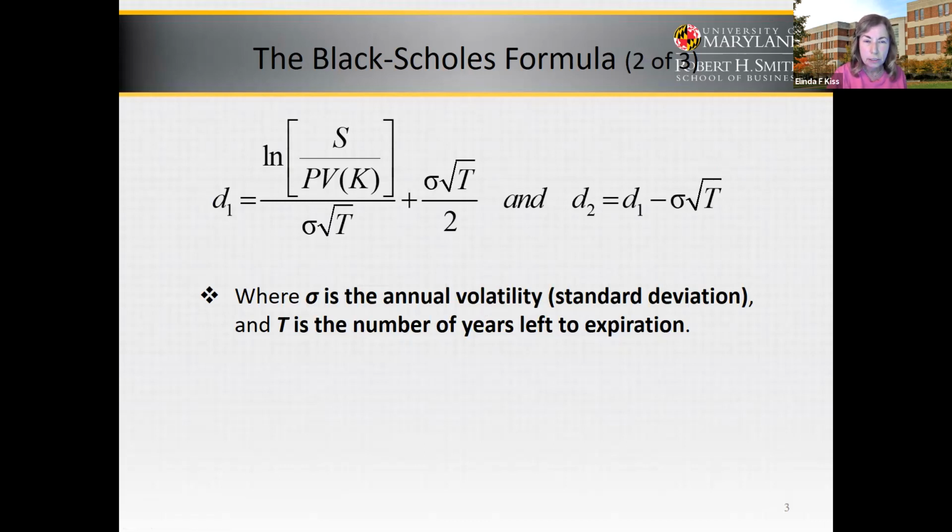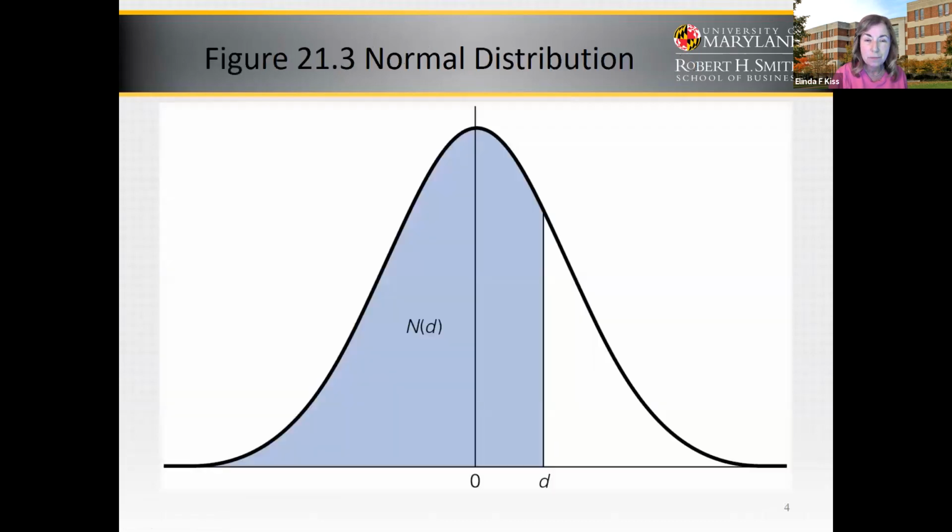You can pause the screen to look at the formulas. Sigma is the annual volatility, the standard deviation, and T is the number of years left till the option expires. So this is just what your normal distribution looks like. The area under the normal distribution curve here is N of D.